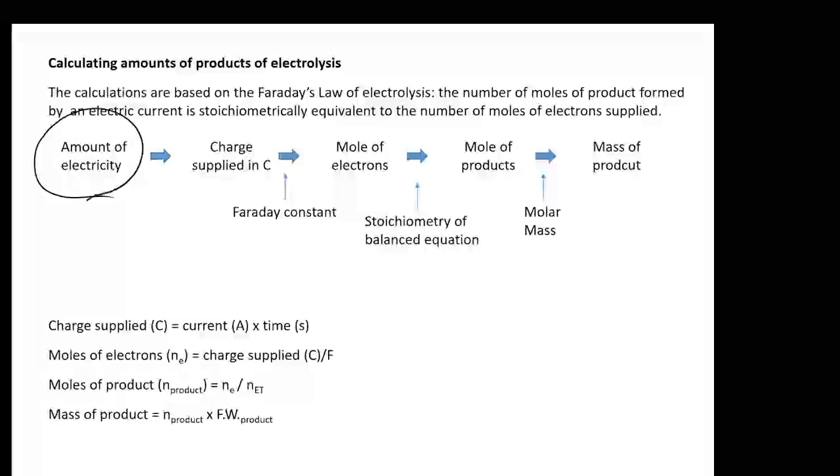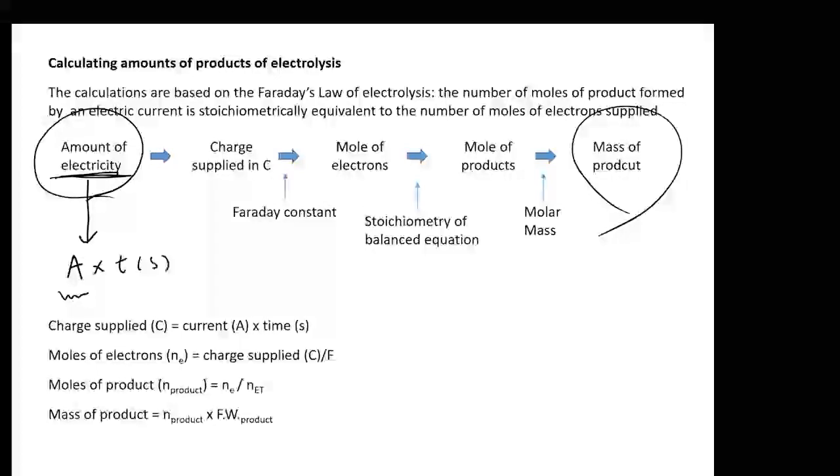It always starts from the amount of electricity you have provided into your system, and the question is always asking you the mass of your product in the end. The first step is to calculate the amount of electricity. The way you calculate it is very simple. The question will always tell you the current provided. Multiply by the amount of time, and make sure it's in seconds.